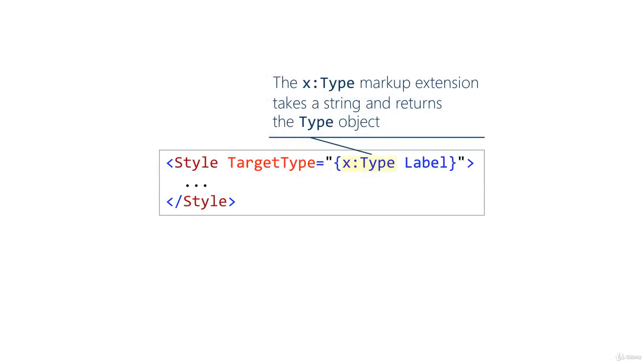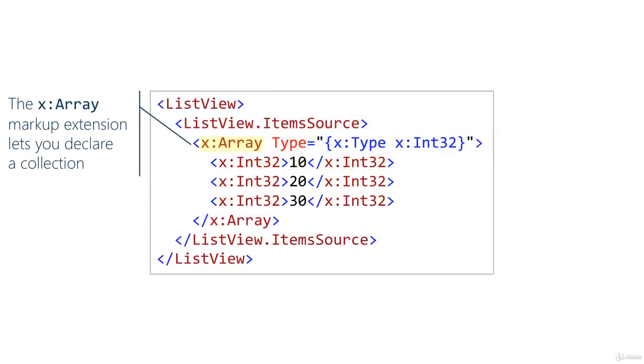The next one we're going to look at is x:type. The job of x:type is to take a string and produce a type object. So in this case, we're going to give it the string label. Behind the scenes, it's going to use a type resolver to obtain the type object for the label class and return it. And here's the last one we're going to look at, x:array.